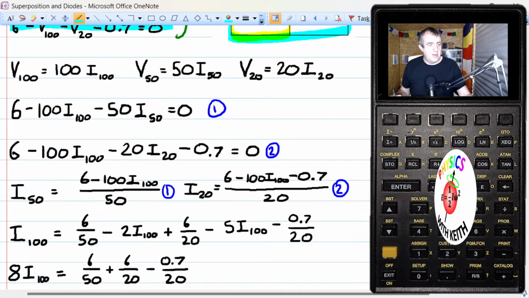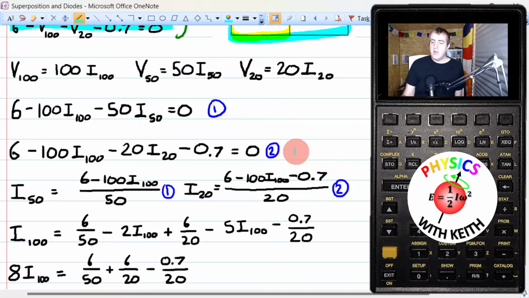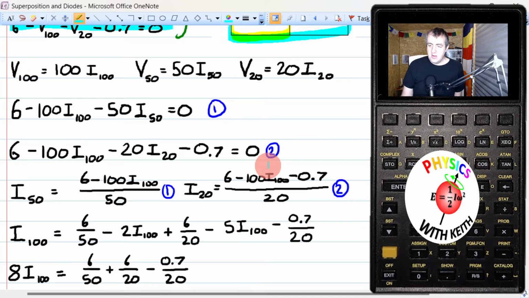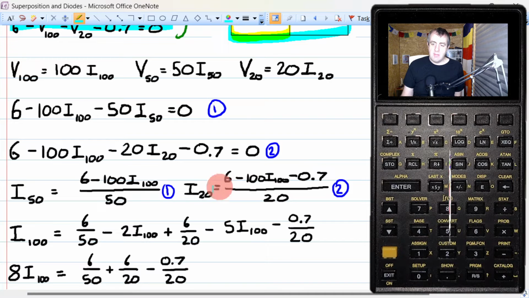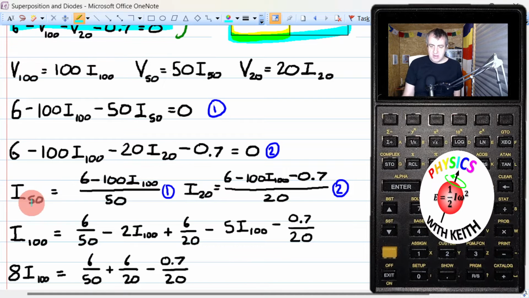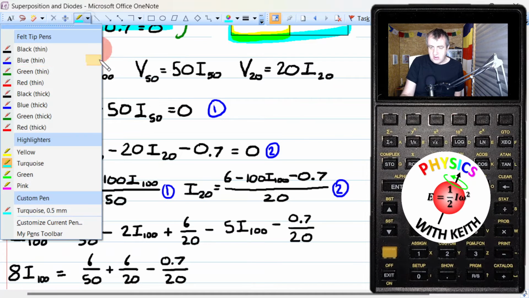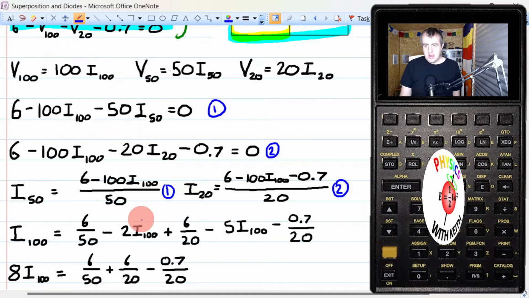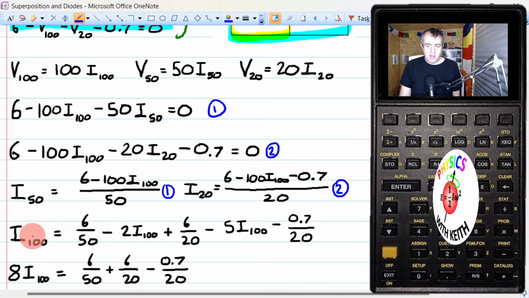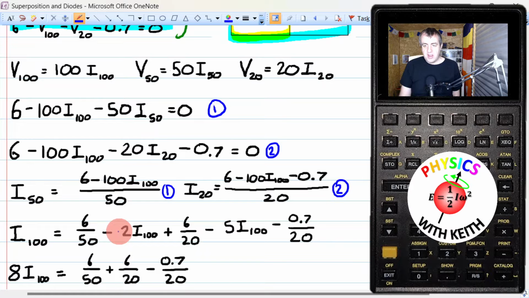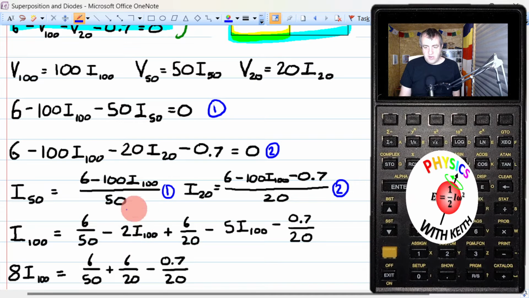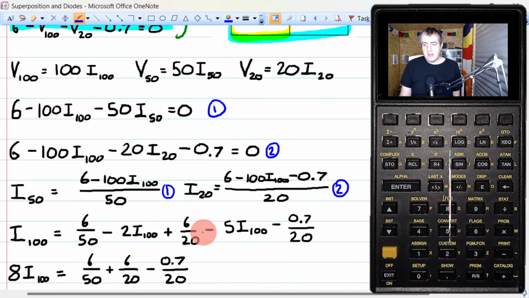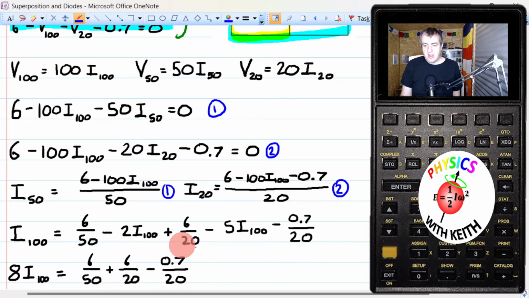Let's get rid of those colours so we can see the equations a bit clearer. I've rearranged the equations to leave the I100 and make the other variable the subject. Now I can substitute those into our Kirchhoff's first law equation. I100 was equal to I50. Well, this was I50 plus I20. Well, this was I20, all this mess here.